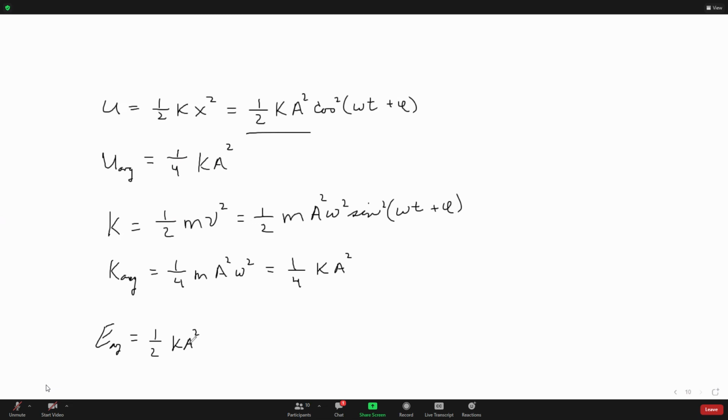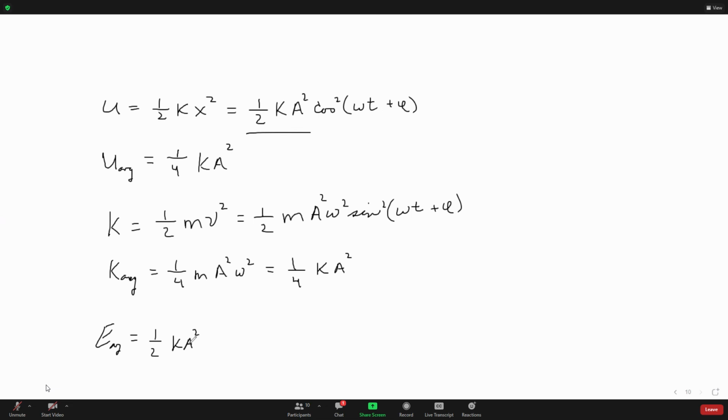All right, does anybody have any questions? Here's what I want you to take away as far as energy is concerned. On average, for a harmonic oscillator, over time, half the energy is going to be potential and half the energy is going to be kinetic. Add those two together, you get the total energy on average, and that's 1/2 ka squared.